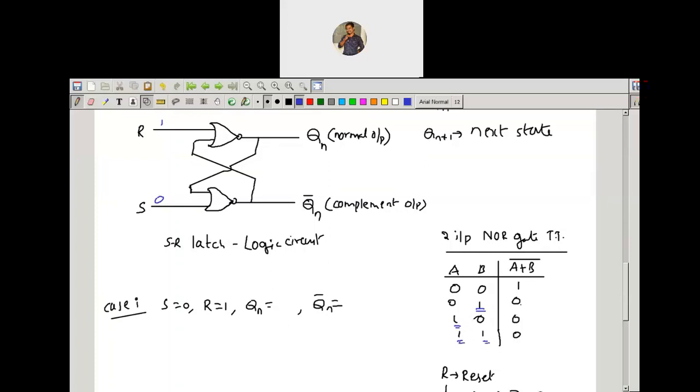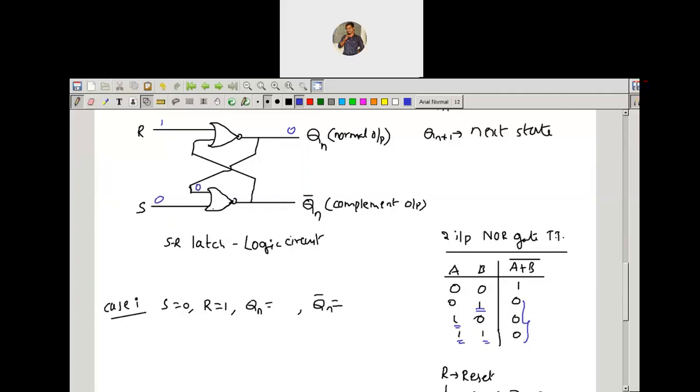So what is the output we observed? We observed the output is 0. So don't bother about the remaining input. If at least one of the input is 1, the output of the NOR gate is going to be 0. So for this gate, for R input, R equals 1, you're going to get Qn will be 0, and this Qn will be fed back to this NOR gate.